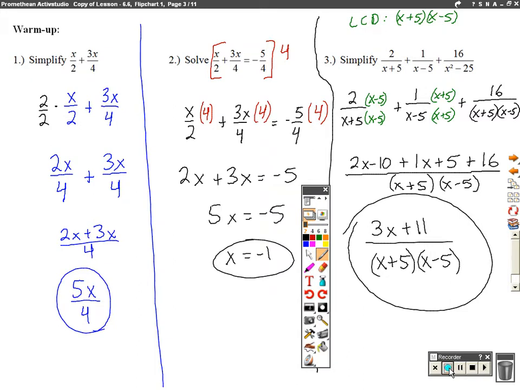Number 1, you need to get a common denominator first. So once you did that, you can combine your numerators. You get 5x over 4. Number 2, this is very good to note what we're doing here in number 2 because we are solving equations today. And we're going to do it the same way we solved this one here.